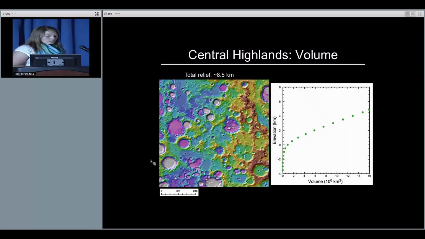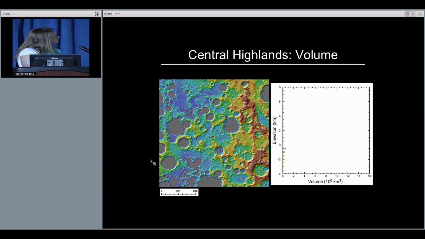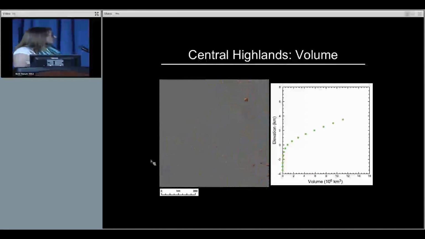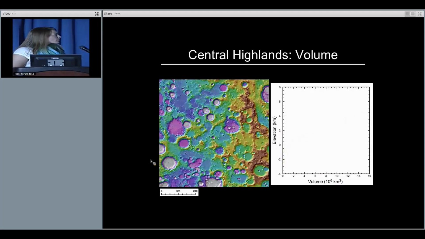The last area I took a look at was the Central Highlands. This one has the smallest total relief. It's around 8.5 kilometers. And again, the same general change in elevation and volume. And when I animate this one, again, similar to the heavily cratered terrain, once you start to get the formation of plains here, you get this huge increase in volume, again, by about a factor of 35 in this case.